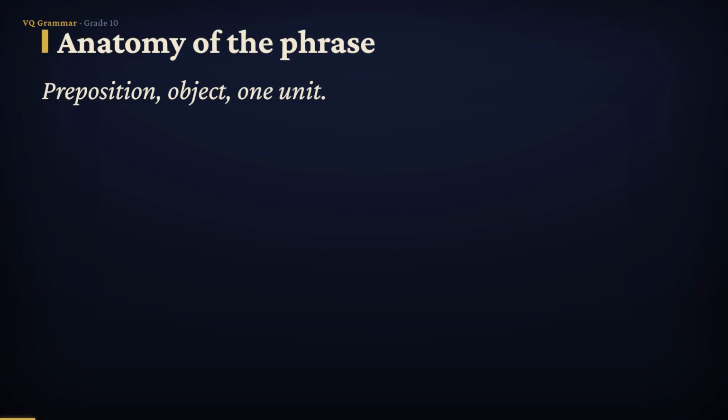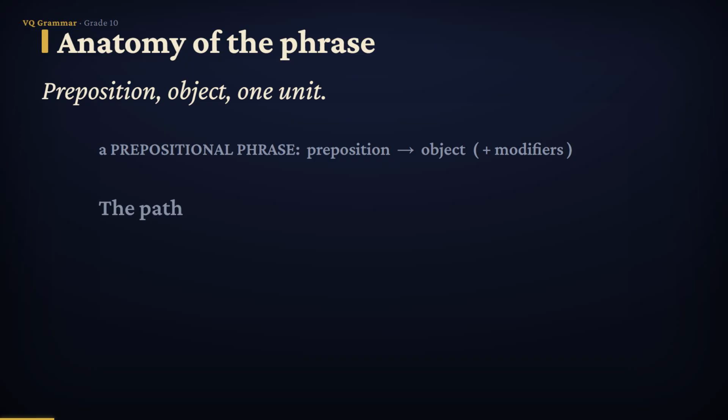Let's take the prepositional phrase apart. A prepositional phrase begins with a preposition and ends with a noun or a pronoun that we call the object of the preposition. Watch it happen in a real sentence. The path beside the frozen lake was icy. We start with the path, and that is what the sentence is about. Then comes beside, and there is our preposition. Right behind it sits the frozen lake, and the noun lake is the object. Finally, the sentence closes with was icy.